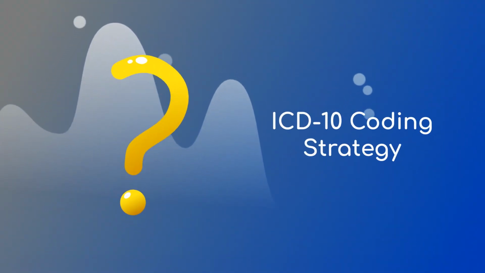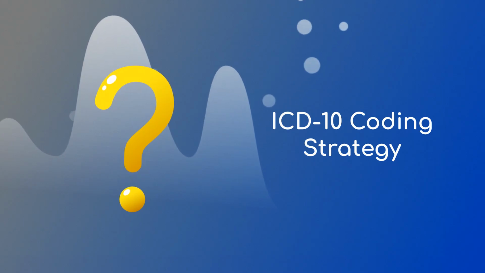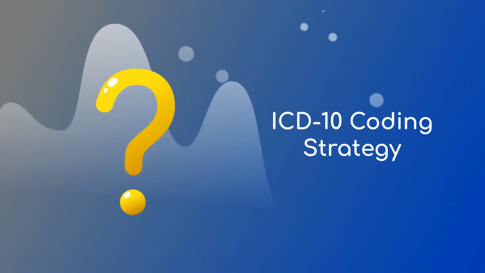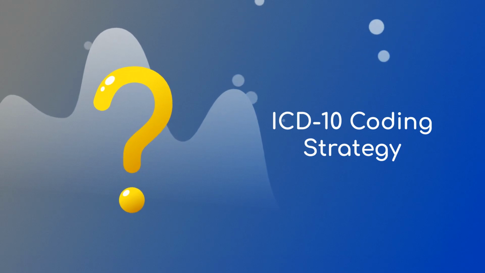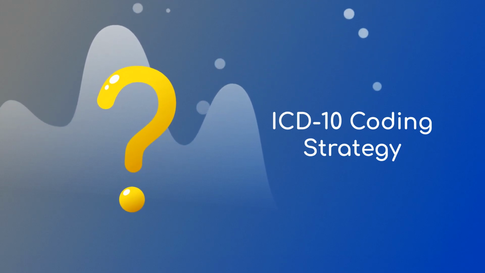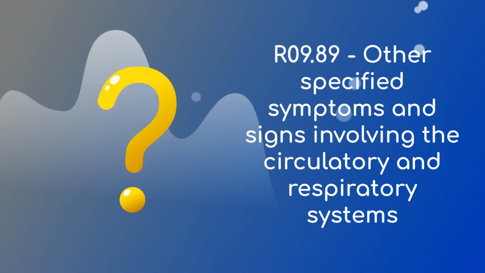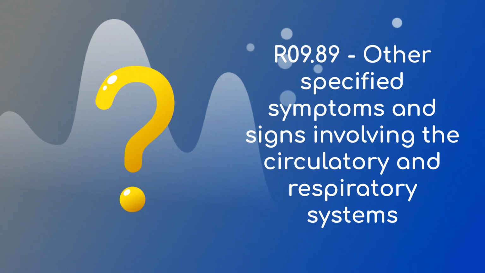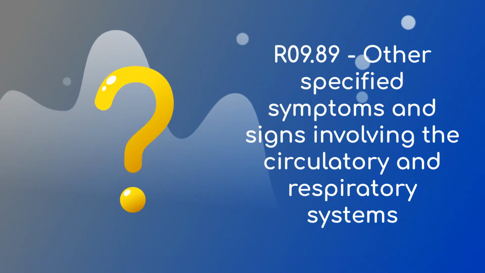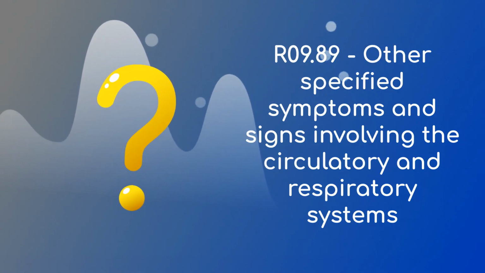The reason for the exam is infection, but the radiology report does not confirm a specific diagnosis. There's no pneumonia, bronchitis, or other defined condition documented. Since there's no confirmed finding and infection is a vague clinical indication, we must code the symptom or concern. The most appropriate ICD-10 code is R09.89, other specified symptoms and signs of the circulatory and respiratory systems.